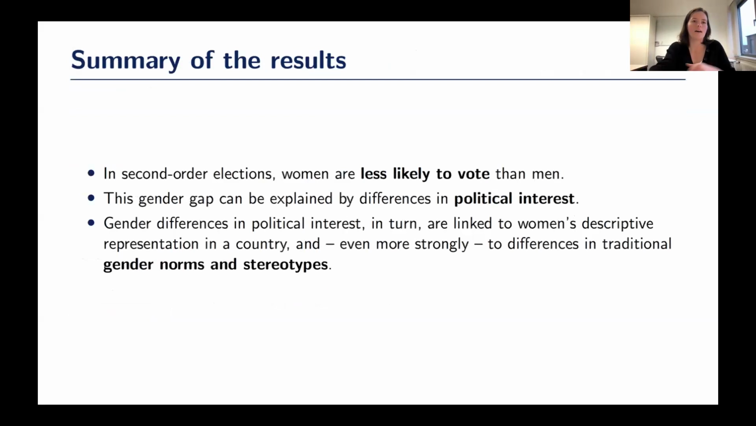Just to summarize the results, in second-order elections, we have argued, and the evidence shows, women are still less likely to vote than men. So the traditional gender gap is still present. It's just not visible in all types of elections. You have to look at second-order elections to see it.